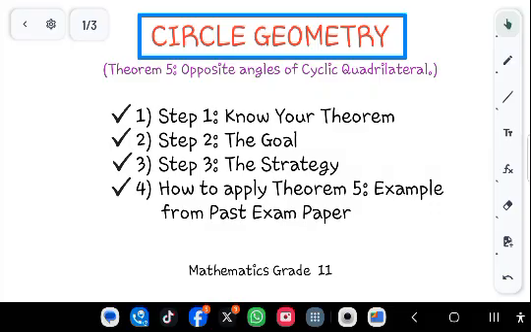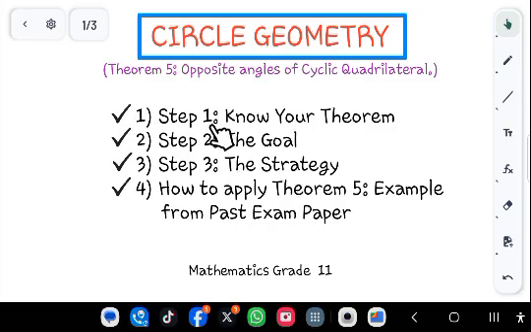And in this video, we're going to focus on circle geometry again for Mathematics Grade 11. And this is Theorem 5, which is the opposite angles of a cyclic quadrilateral. That's the name of the theorem. Without further ado, let's look at the summary of the video.